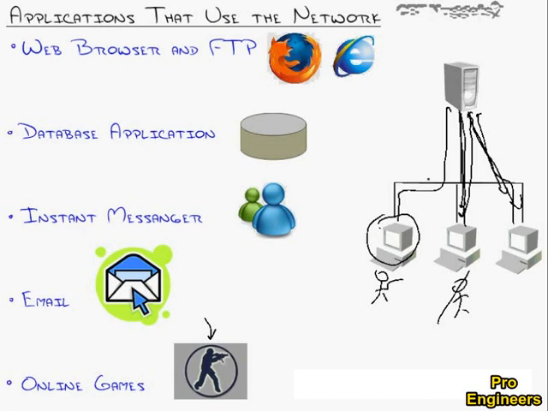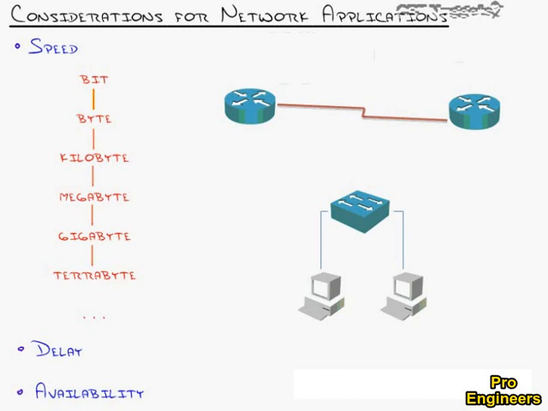Regardless of the type of applications that you're running, there are three big considerations that we have to think about when we're managing the network that allows them to get there. The first, and I would say most likely one of the biggest considerations for your applications, is speed. You need to understand how speed in the network world works.